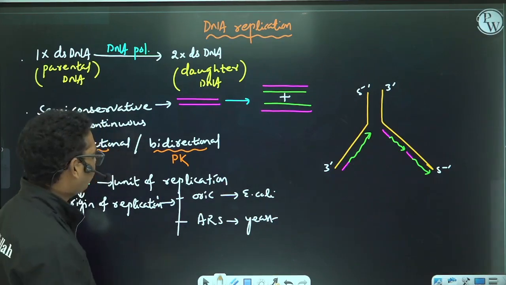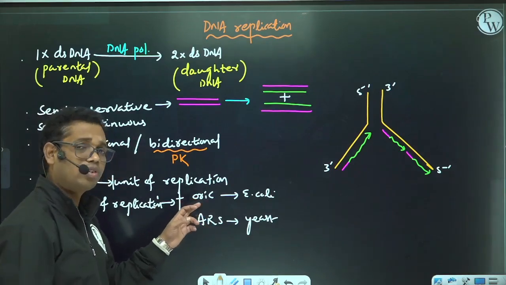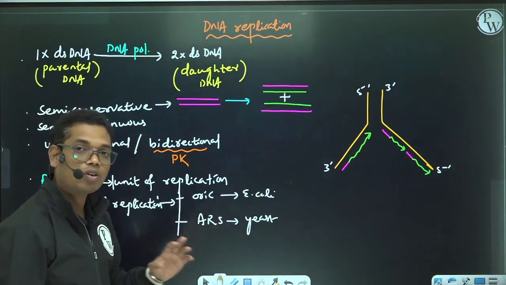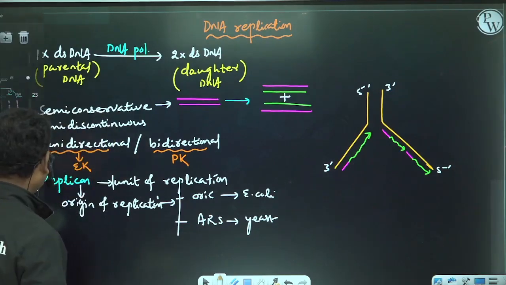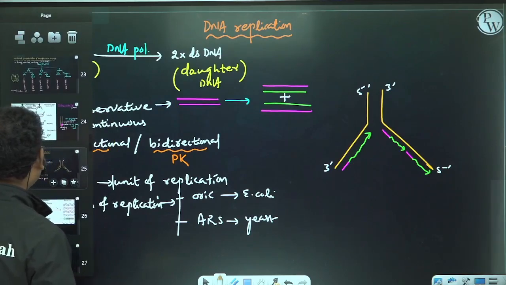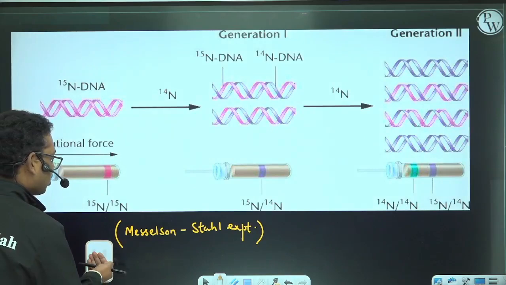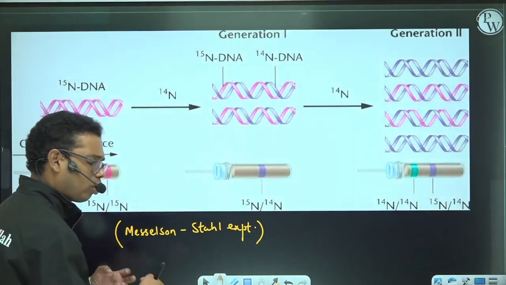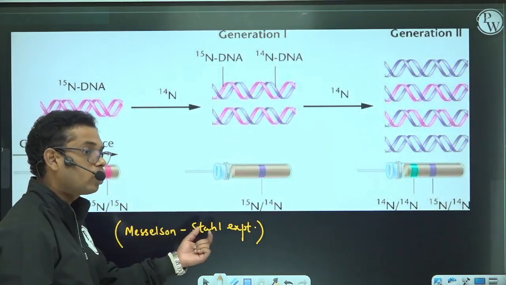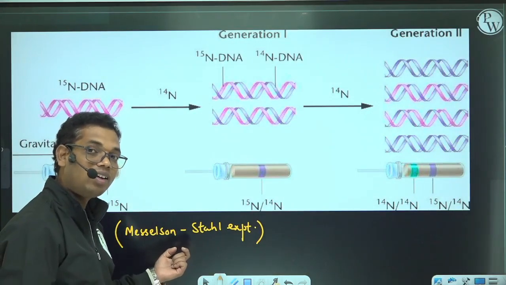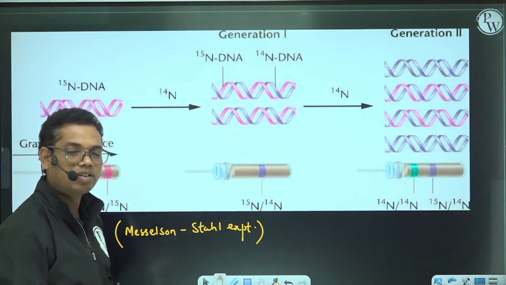Many people think that ORIC is the origin of replication in all organisms. No, it is the origin of replication only in case of E. coli, not all organisms. Clear? Very nice. Now, let us try to understand how it was proved that replication is always semi-conservative. It was Meselson and Stahl who performed an experiment in E. coli, and they proved that the replication is semi-conservative.